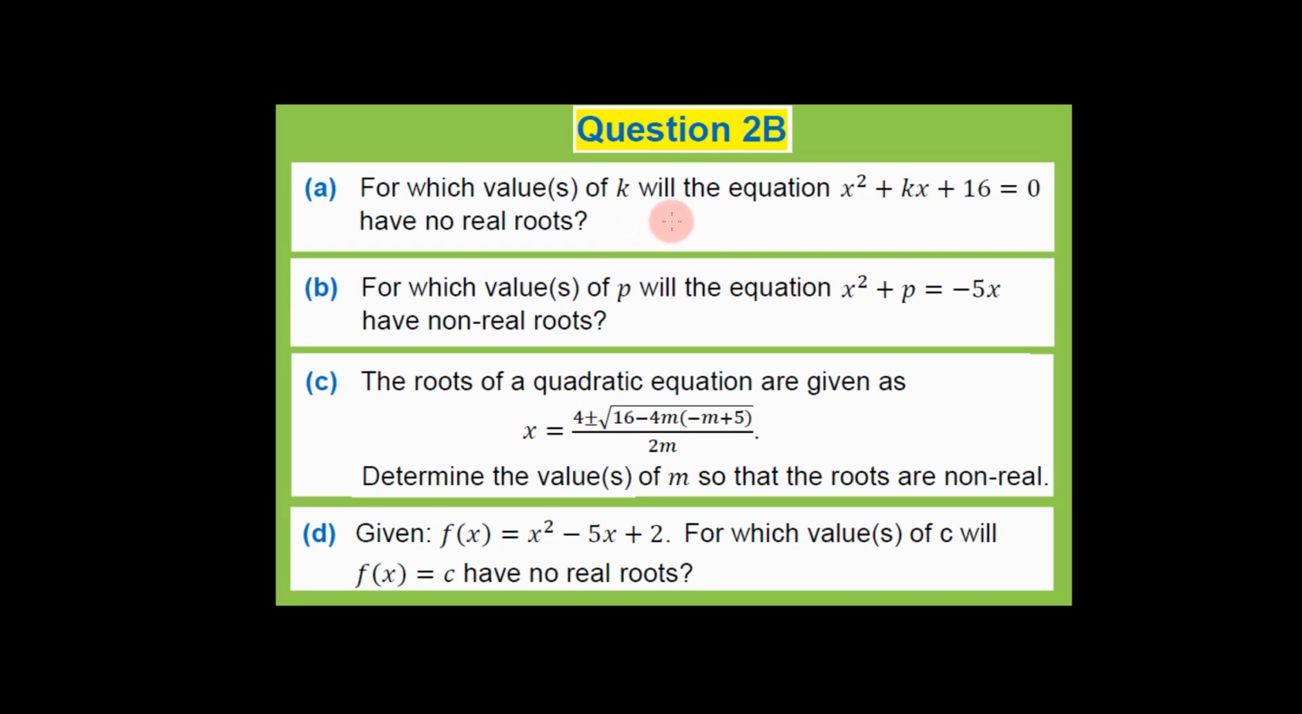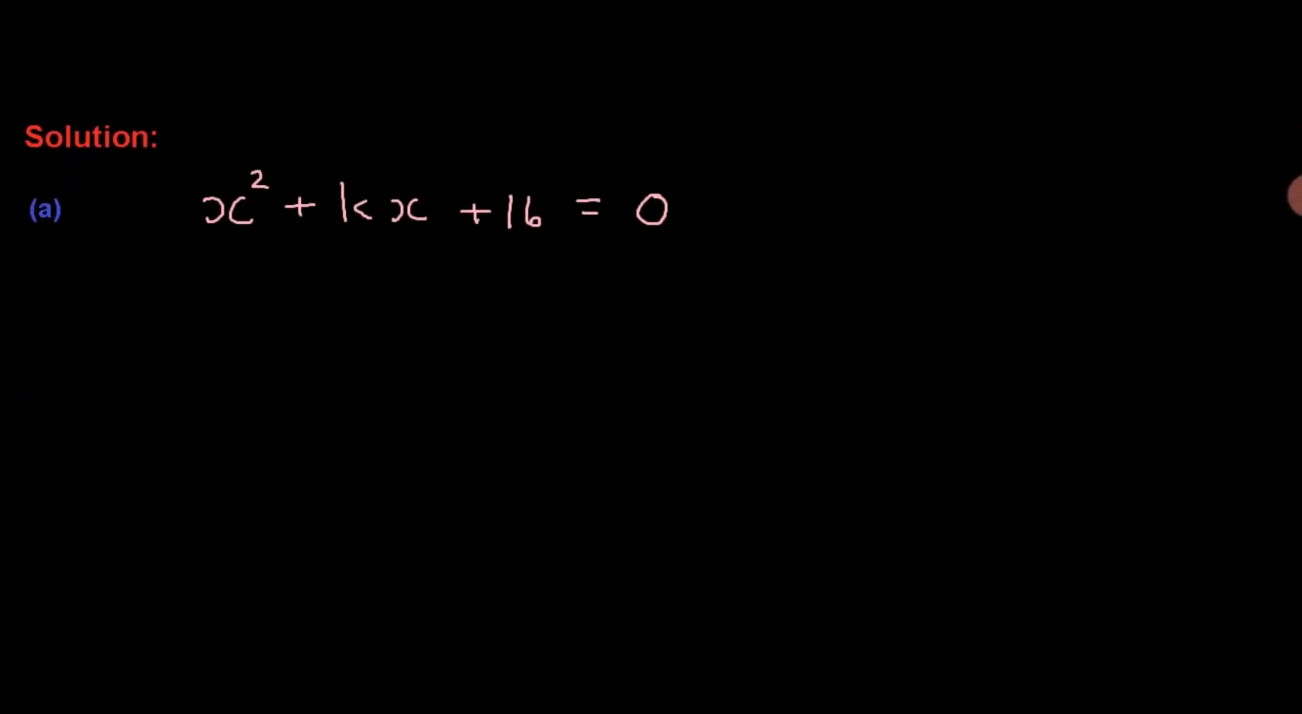So let's look at your answers to this question. In A it says, for which values of k will the equation, and we are given this equation, have no real roots? In other words, non-real roots. Now, the equation is already in standard form, so we can write down the values of a, b, and c. So a is the x squared coefficient, which is 1. b is the x coefficient, which is k, and c is the constant, which is 16.